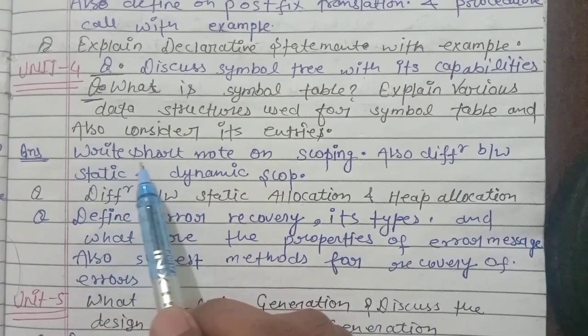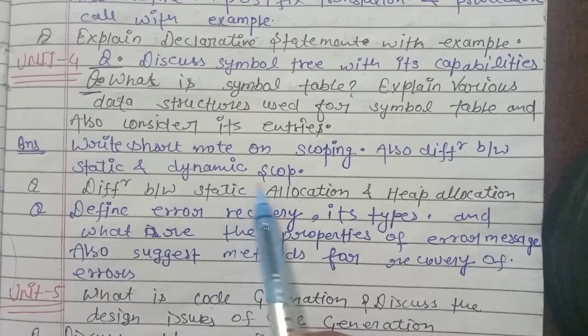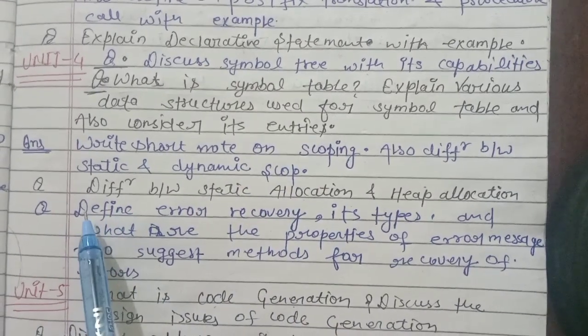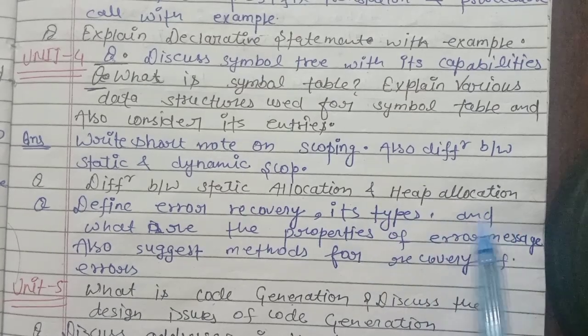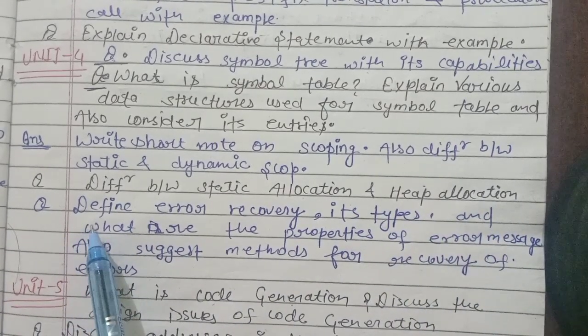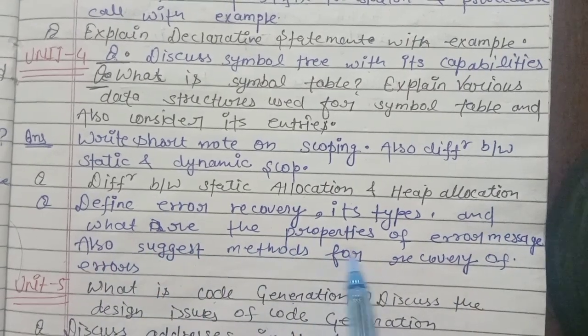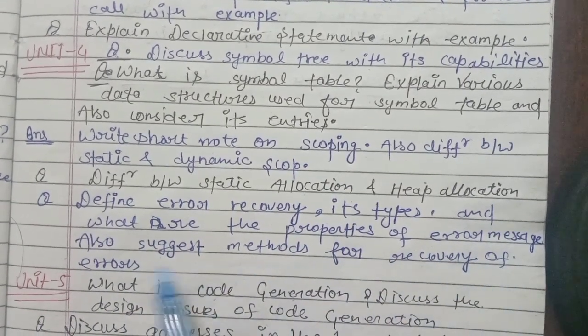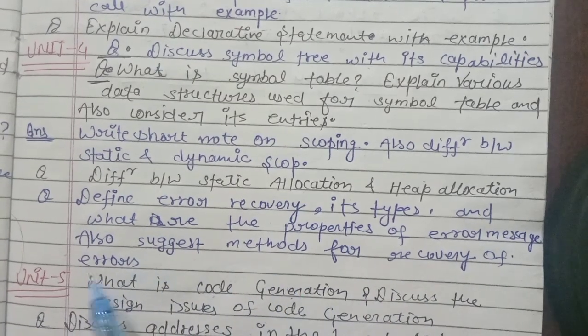Explain various data structures used for symbol table and also consider its entries. And the next question is: write a short note on scoping, also the difference between static and dynamic scope. And the next question is: difference between static allocation and heap allocation. The last question of unit 4: define error recovery, its types, and what are the properties of error messages. Also suggest methods for error recovery.